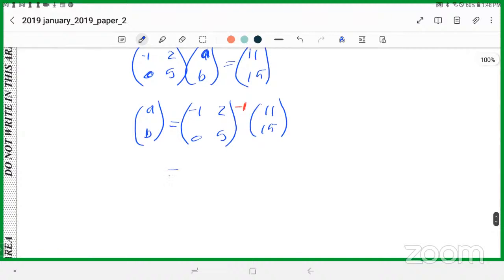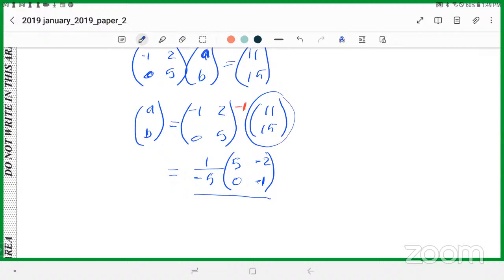So this becomes equal to 1 over the determinant, which is -5, times the adjoint of this matrix. Or you do the adjoint: interchange these two values on the first diagonal. So the 5 goes here, -1 goes there. Leave these two on the second diagonal where they are. Change the sign, so this 2 becomes a -2. This 0 stays as 0 because 0 carries no sign. And that's the inverse right there. And you're multiplying it now by the [11; 15].